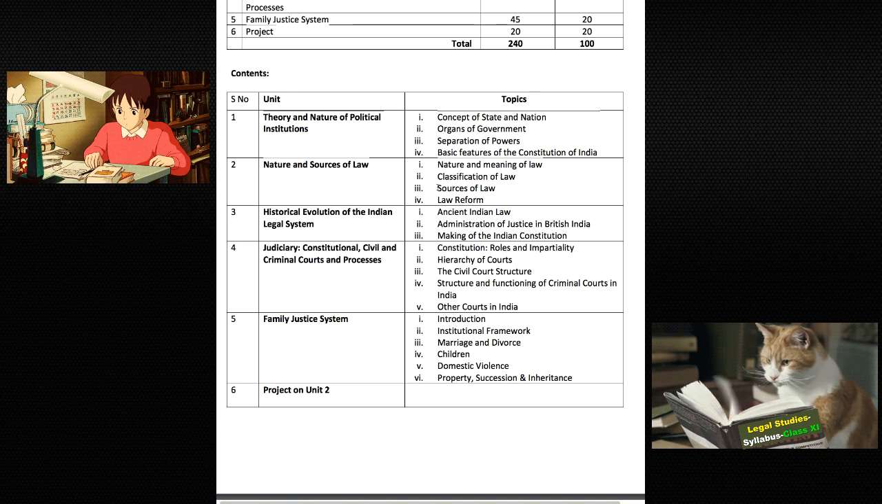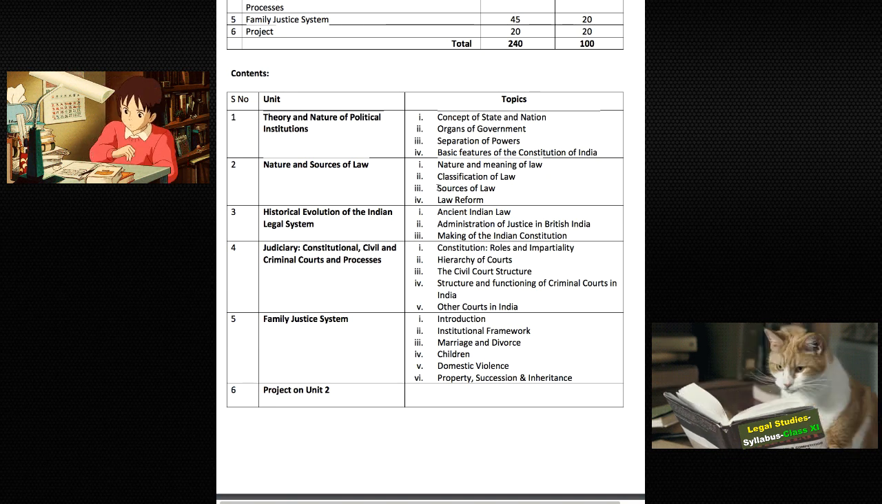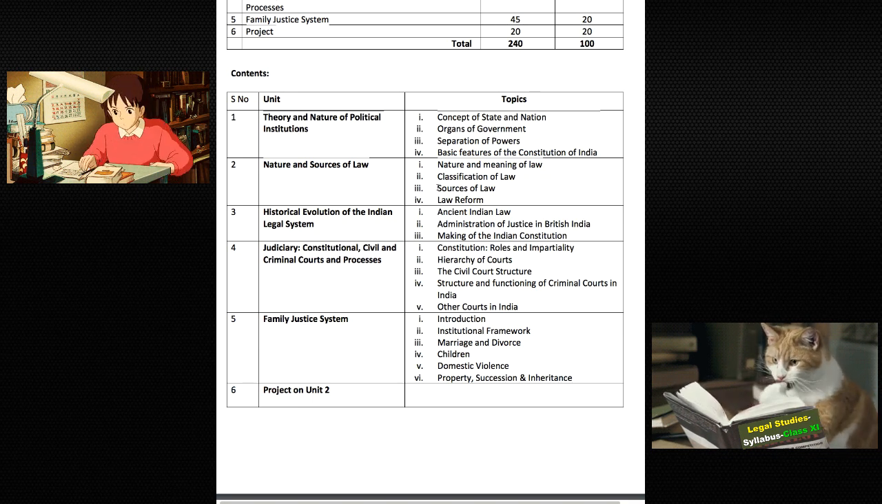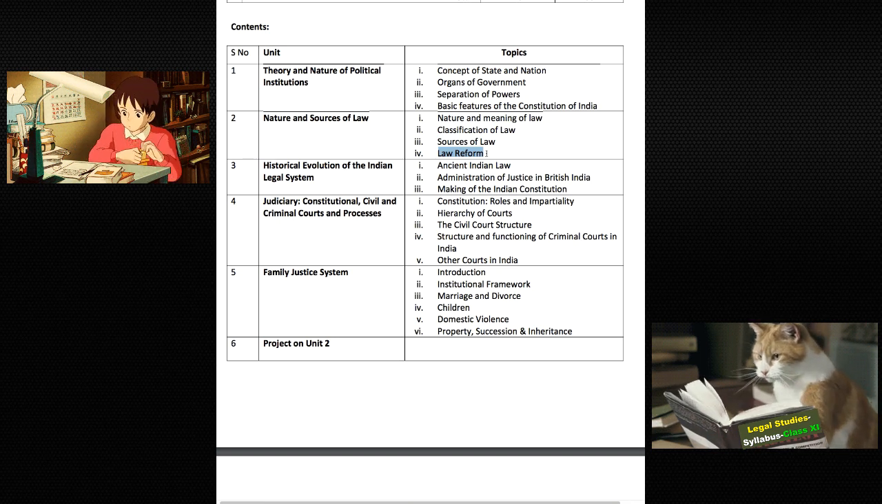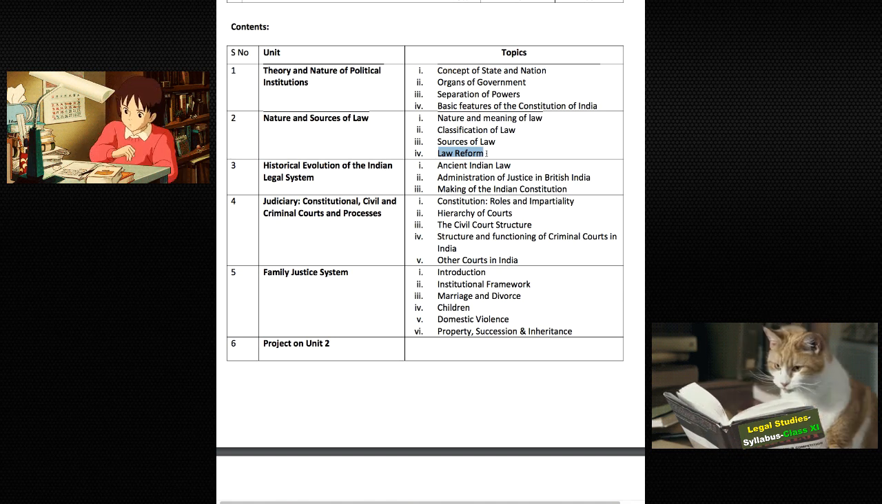So we have sources like customs, religious actions or guidelines, and more importantly, we have the source that is legislation. As you know, parliament makes law, so those are the sources of law. Law reform is talking about the amendment. You must have studied regarding the amendment in your 10th or ninth class in social studies civics. So it is the same thing.